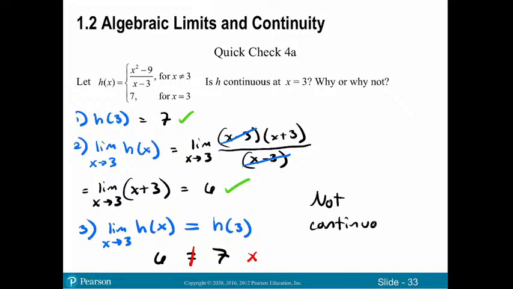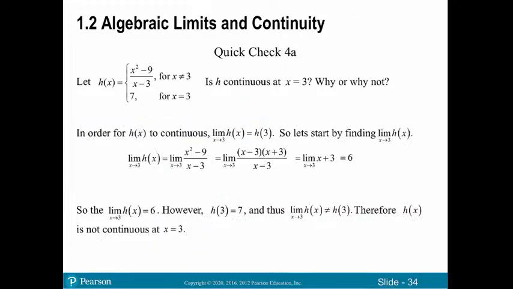Okay. So all three of those conditions have to be met in order for us to say that it's continuous at a point. Okay, quick check. I think we have a type version of what we just did.